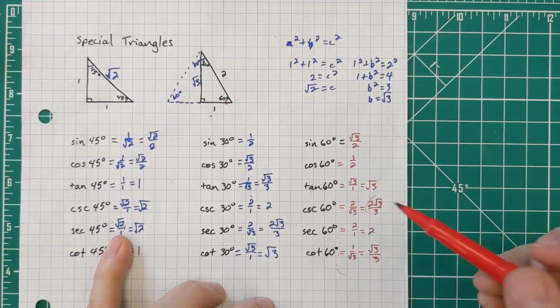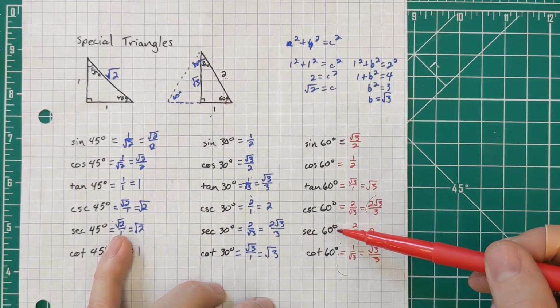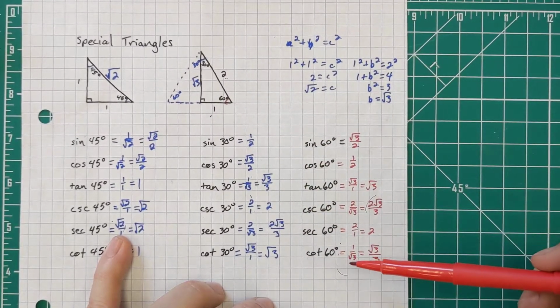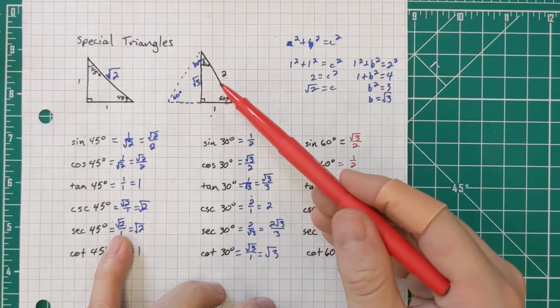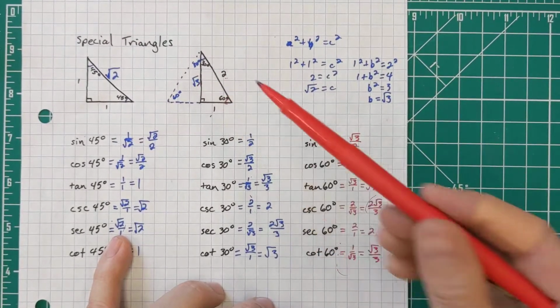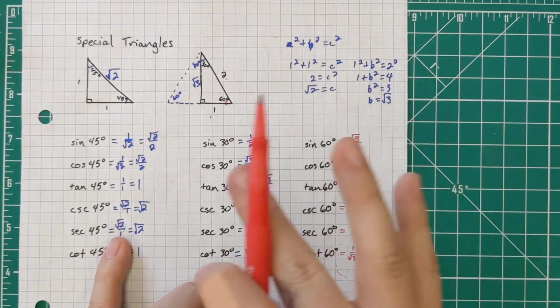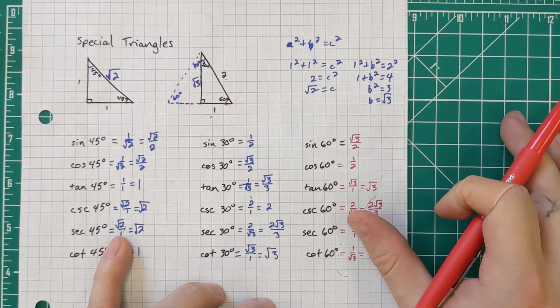Secant is hypotenuse over adjacent, 2 over 1, which is 2. Cotangent is adjacent over opposite. Adjacent is 1, opposite is square root of 3. 1 over square root of 3 simplifies to square root of 3 over 3. So that's a quick run through all of those special triangles.